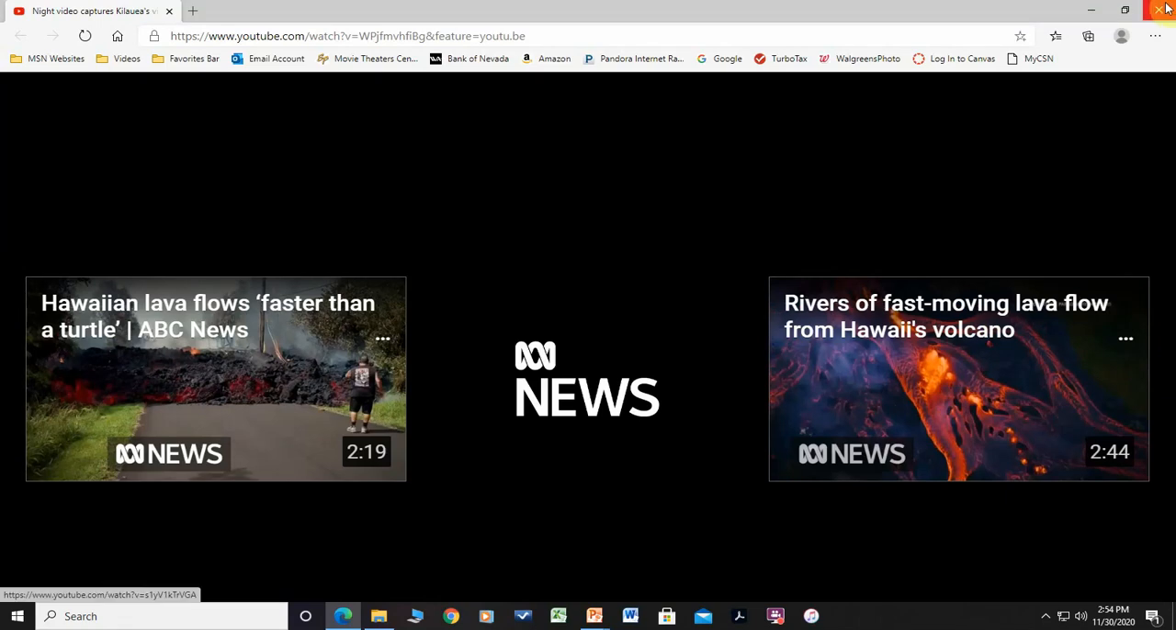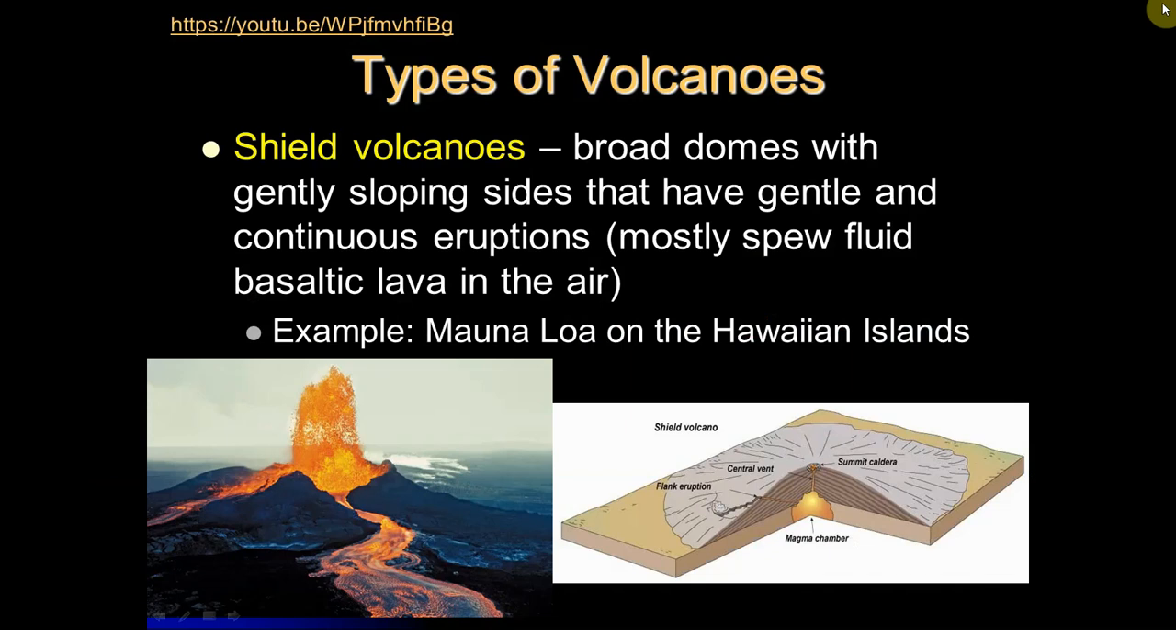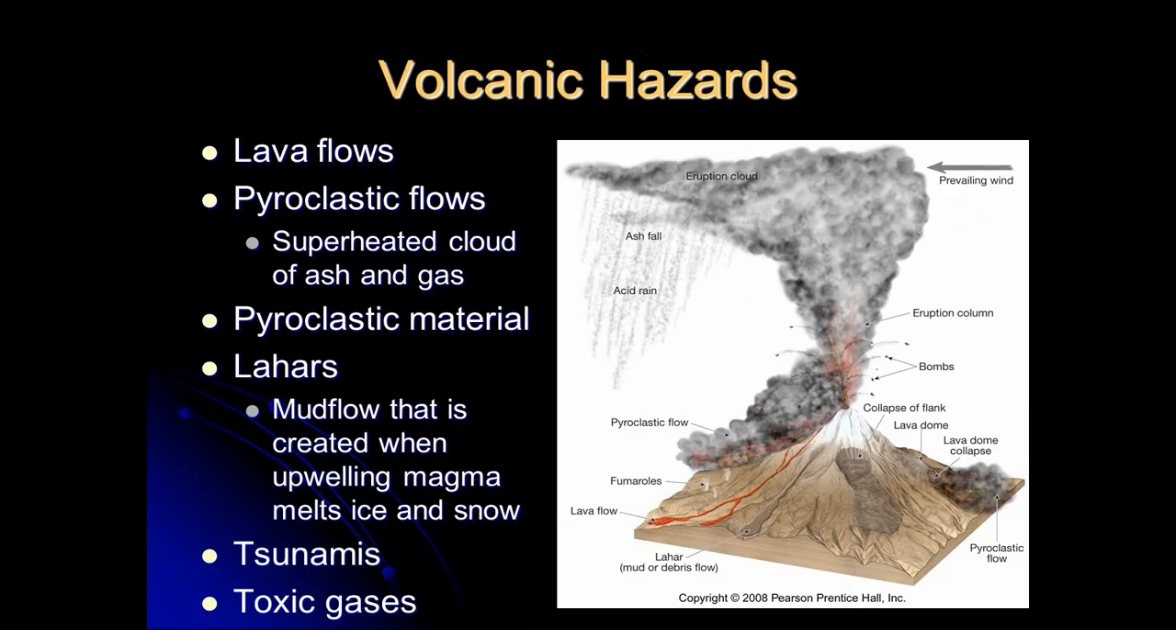Okay, so those are the two main types. Once again, you have the spectrum. One side are the explosive stratovolcanoes, the other side are the gentle shield volcanoes. Now, just like with earthquakes, we have things that we have to worry about, especially if we live near volcanically active areas. So let's talk about our volcanic hazards.